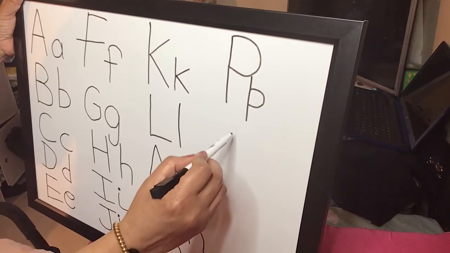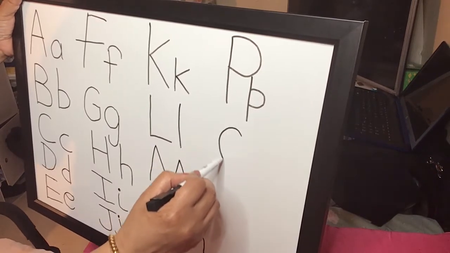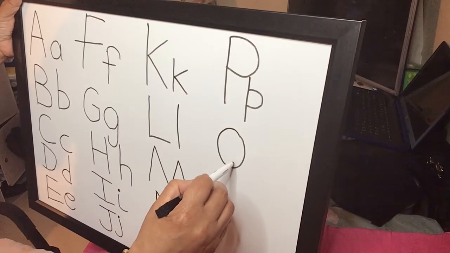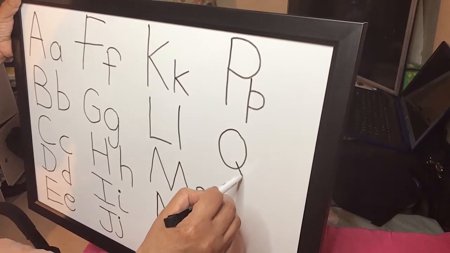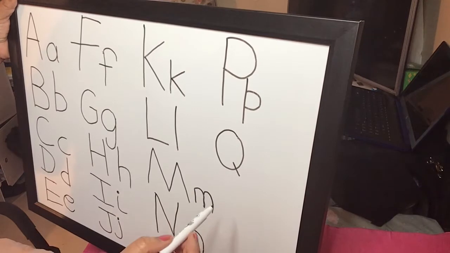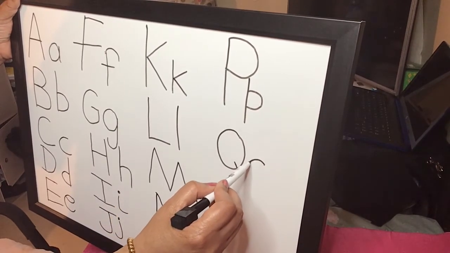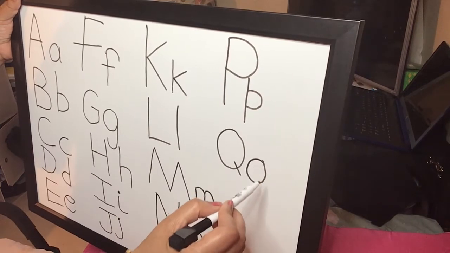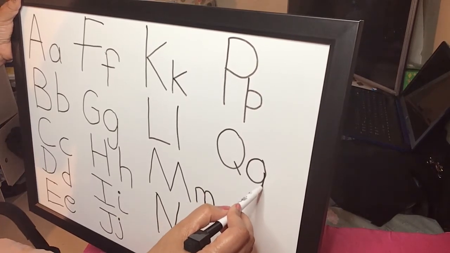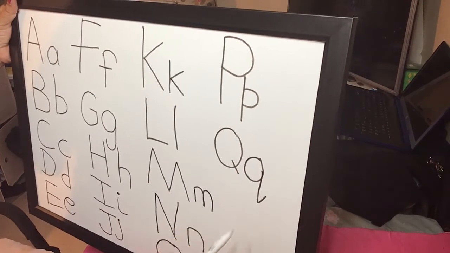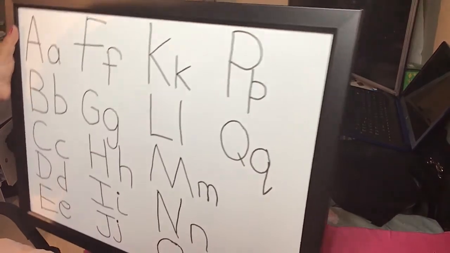Here's Q, which is next. You make a circle, big Q, and you put a little foot right there. For a little Q, you make a small circle, put a long foot, and you go that way. Bend it up.